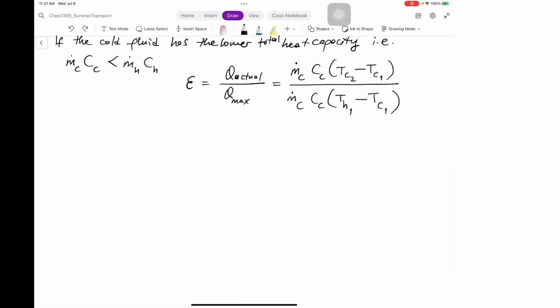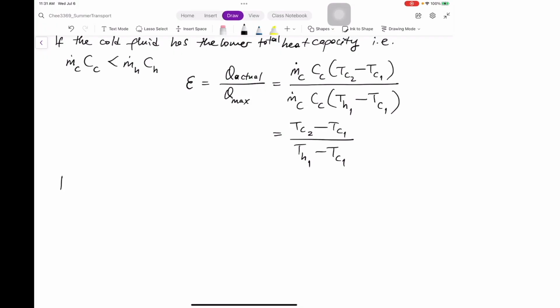Okay, and this is basically the maximum value that this can take, right? That's equal to, after the simplifications, you find that T cold 2 minus T cold 1 divided by T hot 1 minus T cold 1. Okay, so that's the epsilon.